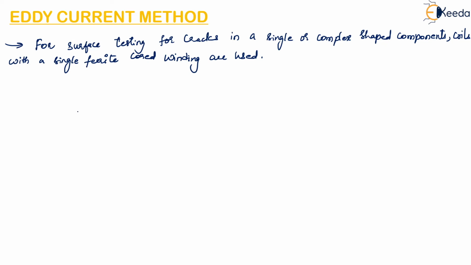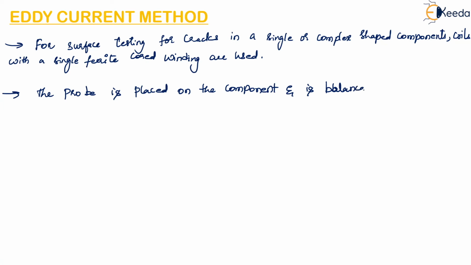So the probe is placed on a component and it is balanced with the help of electronic unit controls. The probe is placed on the component which we are measuring, or which we want to check for cracks, and is balanced by the electronic unit controls.